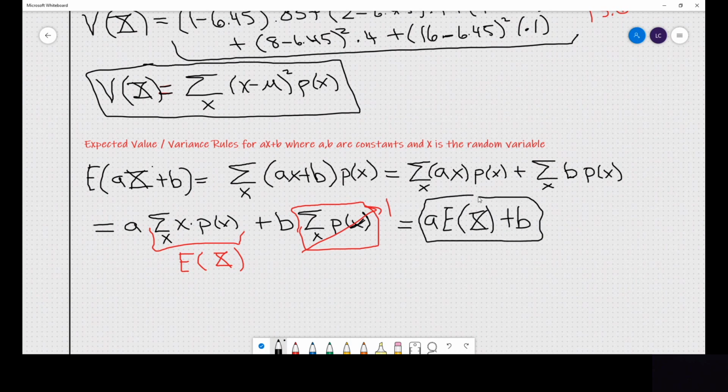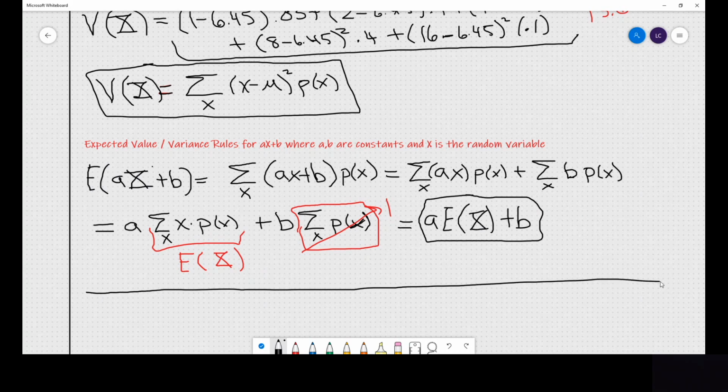So it becomes a linear operator. I can take this E inside here, distribute it, pull out constants, and just pull the constant out and multiply by the expected value. So if I have some linear function that I'm trying to take the expected value of, then I can just take it inside. All right, so that's one result that we're looking for for the expected value.